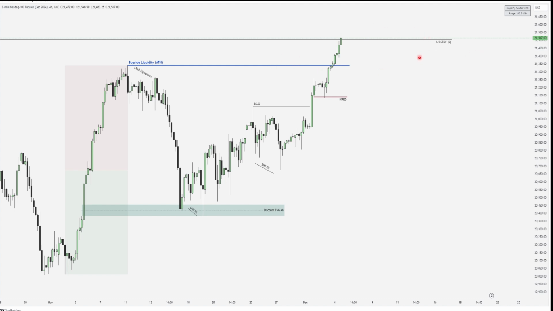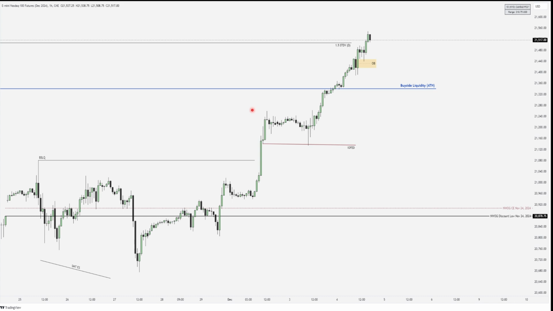Then I usually look for inefficiency above it, but in this case, as we're trading at all-time highs, we don't have that, so I'm just looking for projection targets. Okay, 1 hour chart.